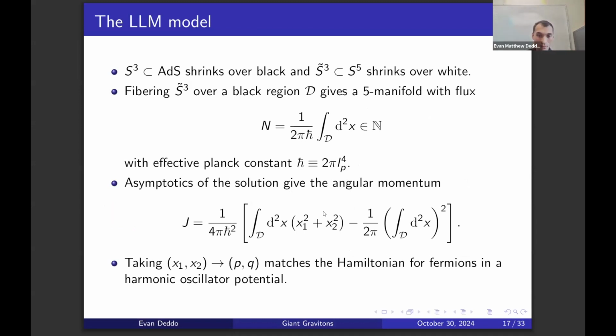These were just ingredients we'll need in the analysis. We can also compute the angular momentum of this solution by looking at the asymptotic form of the metric, the corresponding cross terms in the metric, and we find that J is given by this expression.